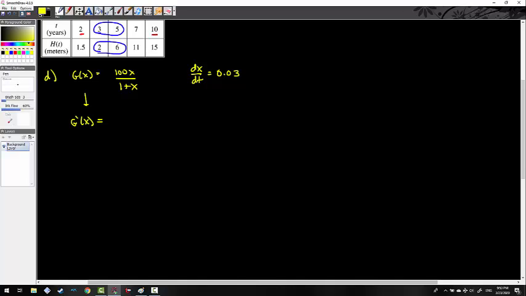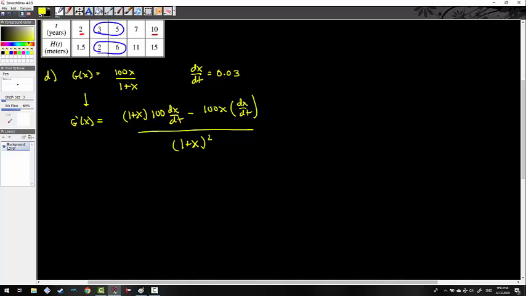So what I've got is I've got low, and then d high will be 100 dx dt minus high, which is 100x. D low is going to be, the derivative of 1 is still 0, the derivative of x is dx dt, and then I'm going to square the bottom, and we're going to get ready to rock and roll. So from here, we already know that dx dt is 0.03.